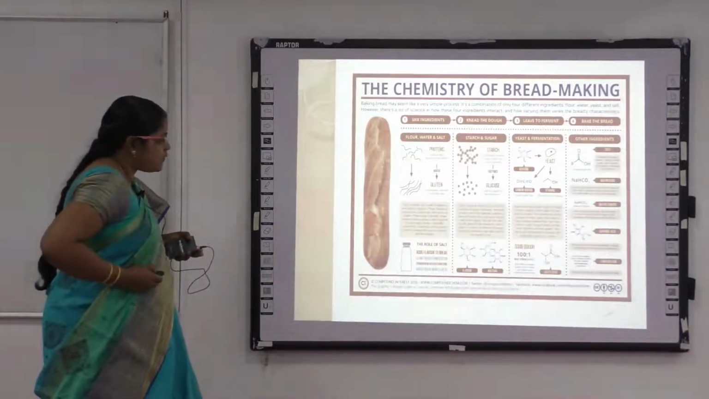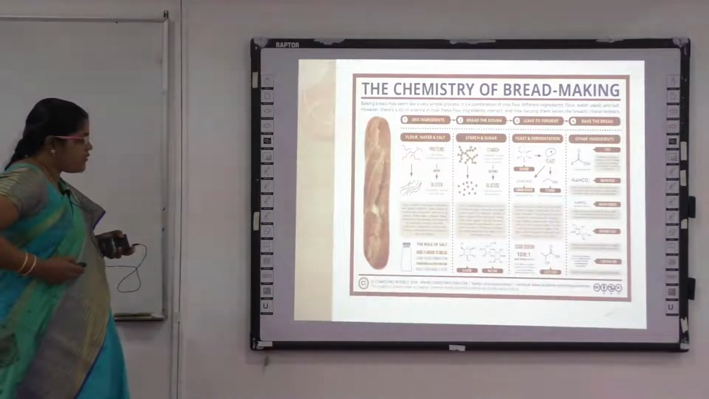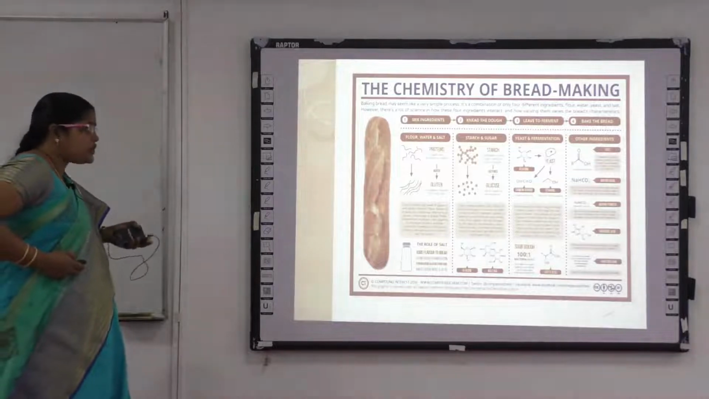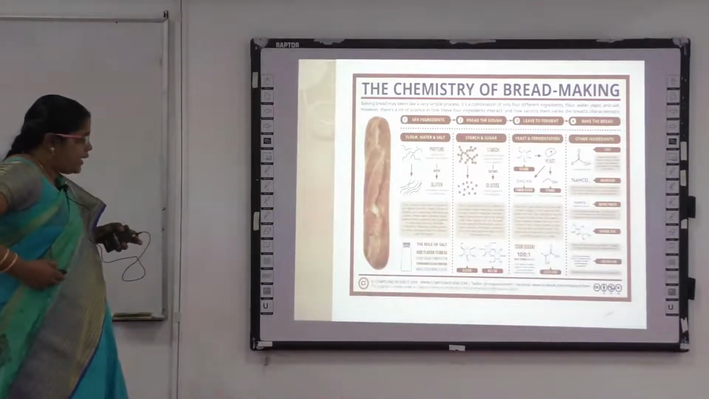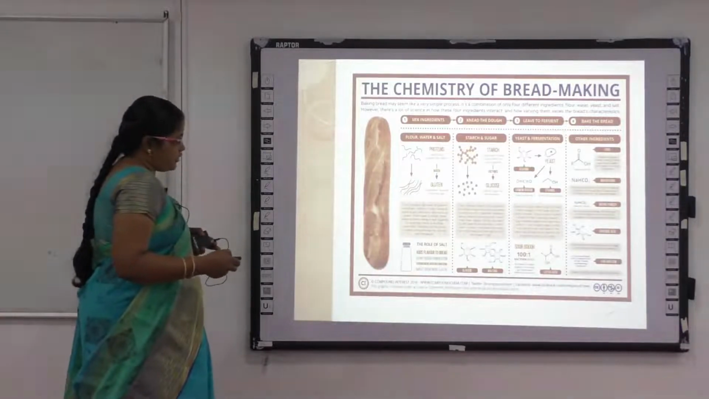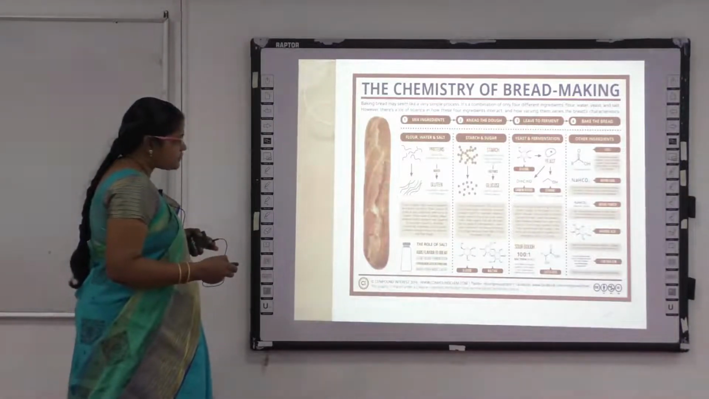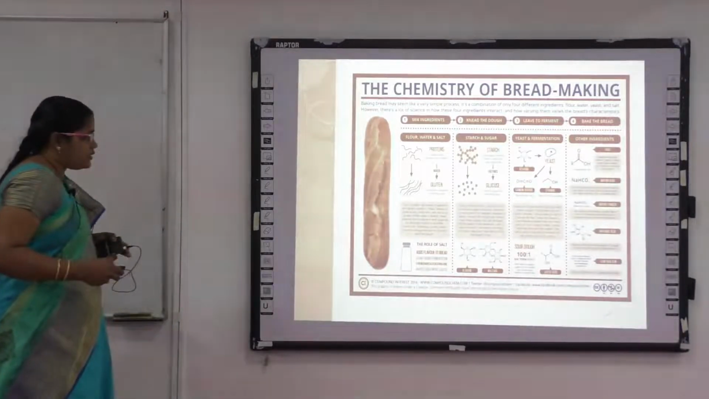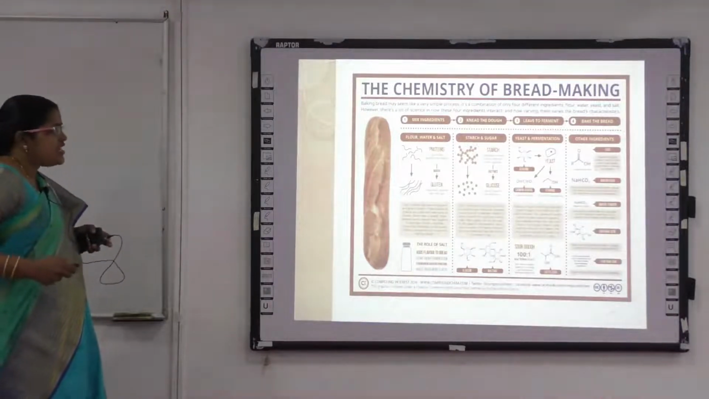Then the next one, which is very important: the starch will be acted on by the amylase enzyme. This amylase enzyme will convert starch into maltose. Maltose in turn will be converted to glucose molecules by the maltase enzyme. Glucose will combine with other sugar, whereby it will be acted on by the yeast enzyme zymase and will produce carbon dioxide and ethanol. These are all the major chemical changes or reactions that take place during bread making.